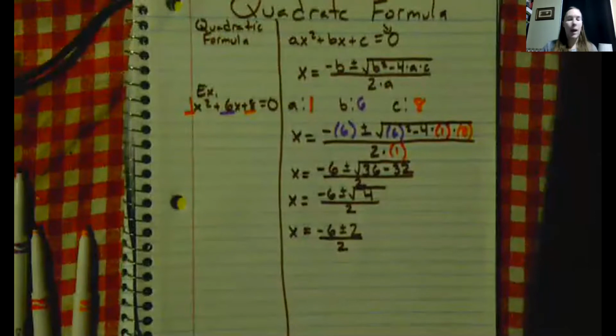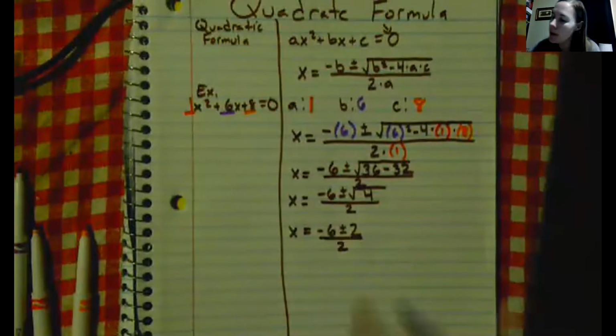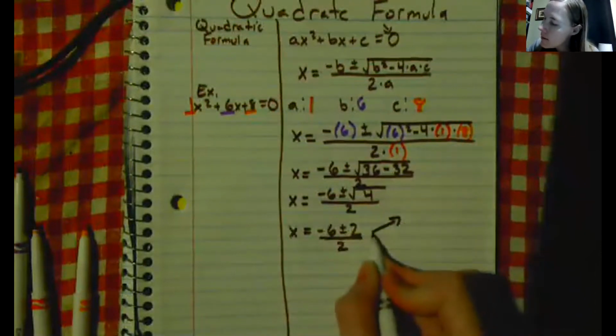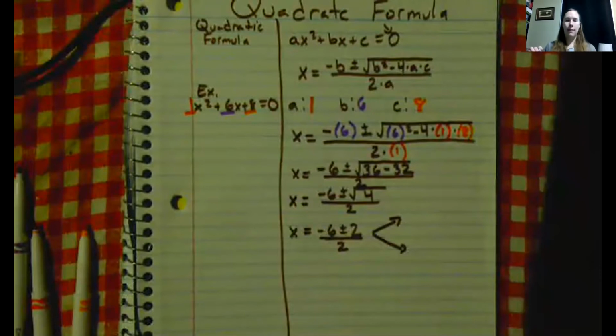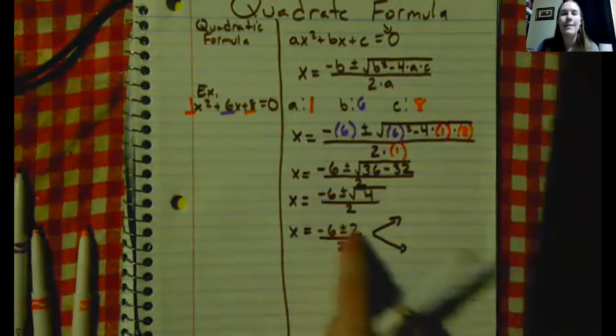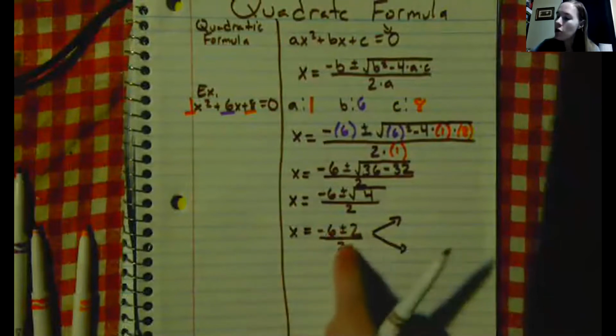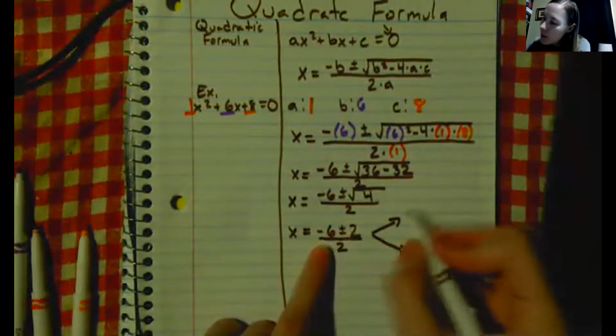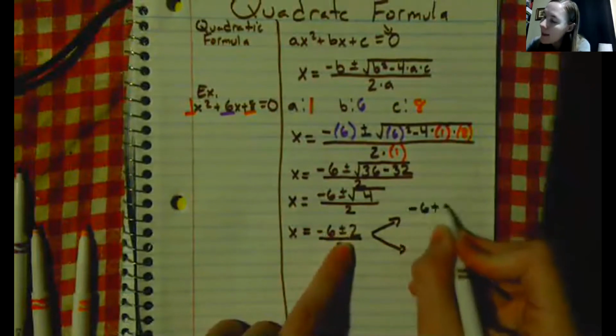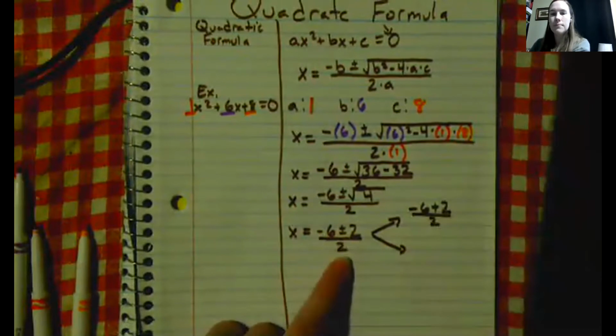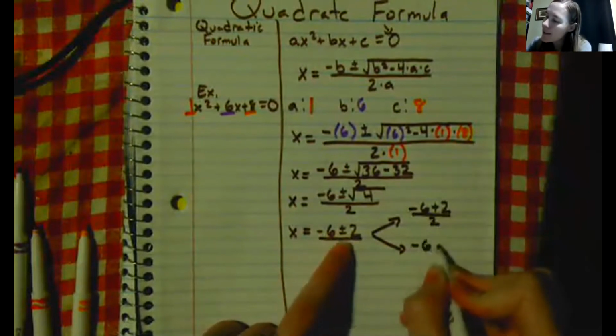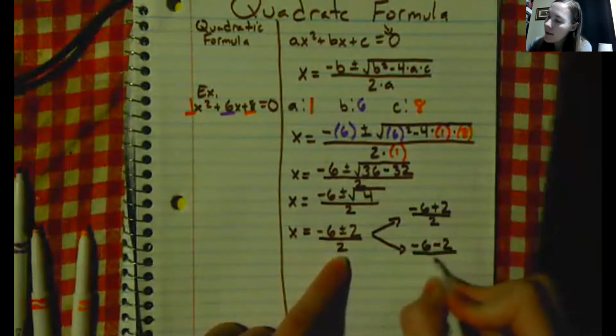Now you might be like, "Miss, okay, what the heck is this plus or minus?" This is saying that you can have 2 different answers. And you get one of those answers when you add the top, and you get the second answer when you subtract the top. So I'm going to split into 2 different equations now. Once you're fully simplified down here and you're like, okay, I can do nothing else, you want to split it up. The first one, I'm going to have that negative 6 plus 2 divided by 2. The other one, I'm going to have negative 6 minus 2 divided by 2.